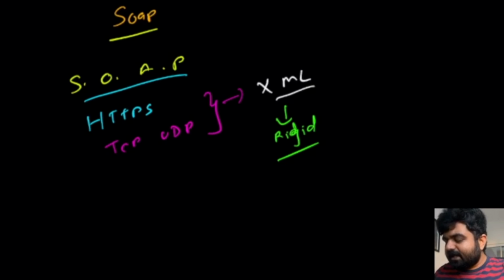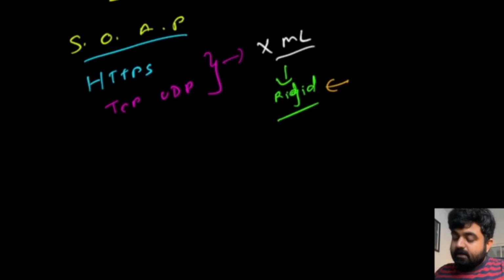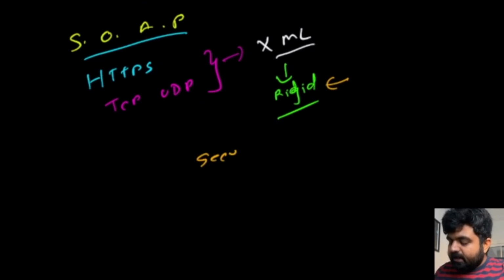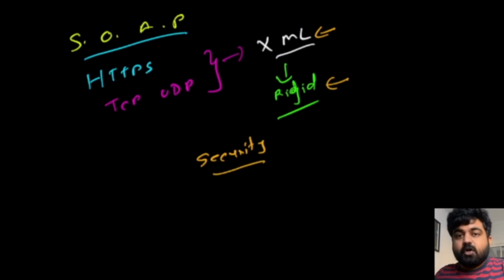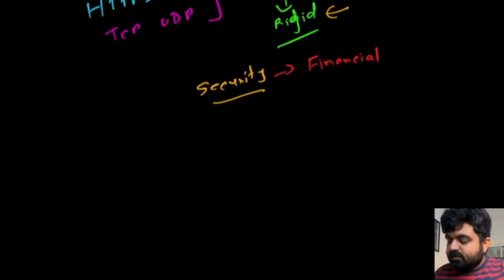So the question is, hey, if it is rigid and if it is heavyweight, why do we actually use it? Well, the important part is security: you can make any changes or transformation to the incoming XML request only in a secure manner, and this makes it a very good candidate for all the financial services. Anything you see like Stripe or PayPal, they all use SOAP based APIs in order to complete the payment.